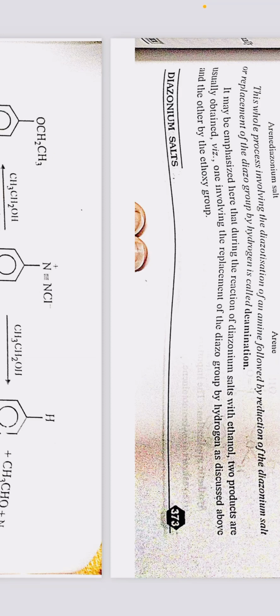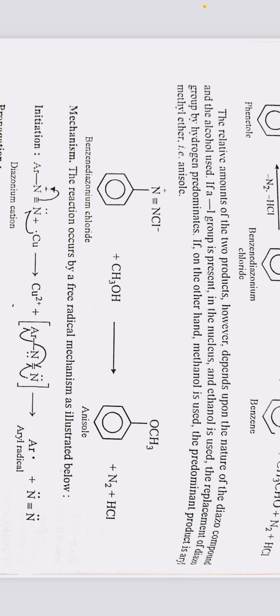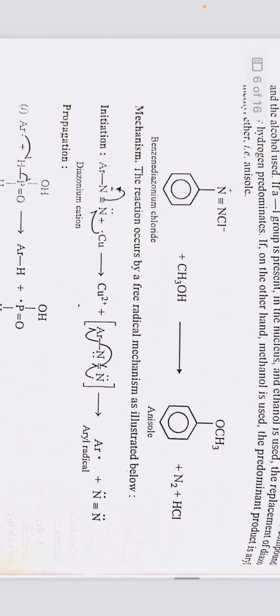It may be emphasized here that during the reaction of diazonium salts with ethanol, two products are usually obtained, one involving the replacement of diazo group by hydrogen as discussed above and the other the ethoxy group. The relative amounts of the two products, however, depend upon the nature of the diazo compound and the alcohol used. If an ortho group is absent in the nucleus and ethanol is used, the replacement of diazo group by hydrogen predominates. If, on the other hand, methanol is used, the predominant product is aryl methyl ether, that is anisole.